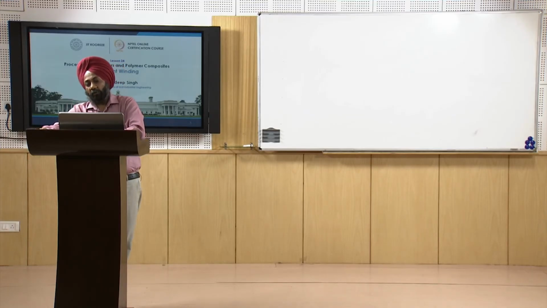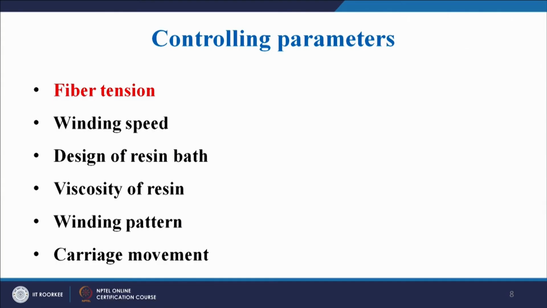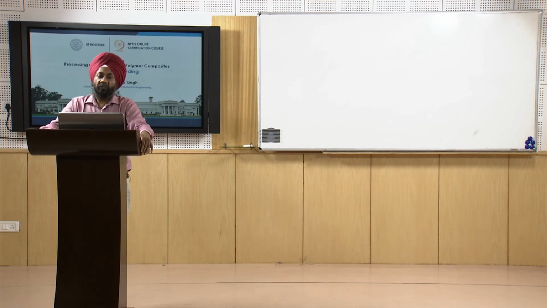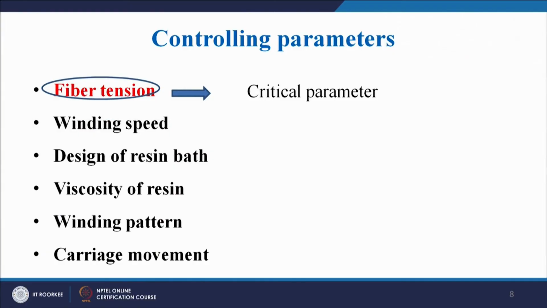Now what are the important controlling parameters? First one is the fiber tension, winding speed, design of the resin bath, viscosity of the resin, winding pattern, carriage movement. So all these are the important design guidelines or parameters which have to be selected judiciously in order to make a good quality product using the filament winding process. Out of all these parameters, you see one parameter has been highlighted as red, and why has this been highlighted as red? Because this is the most critical parameter.